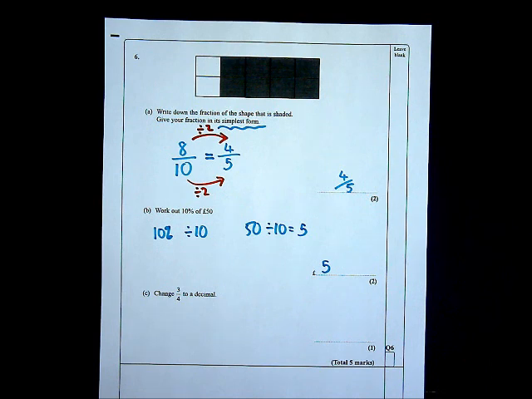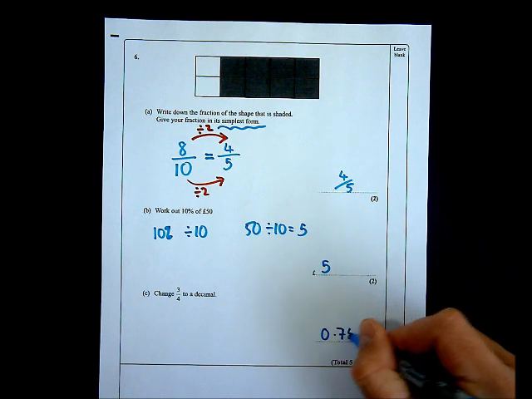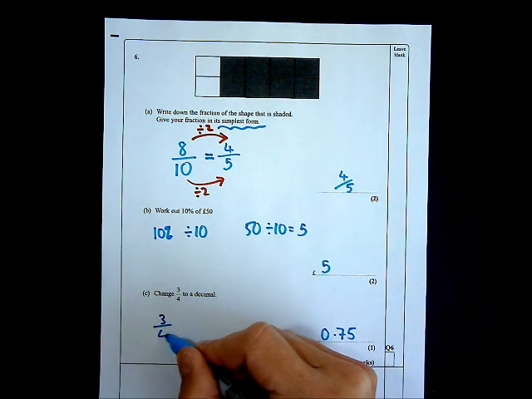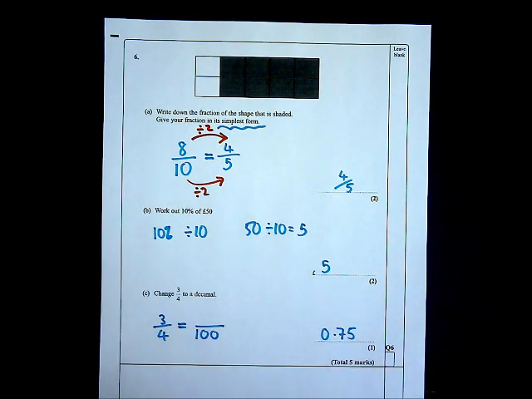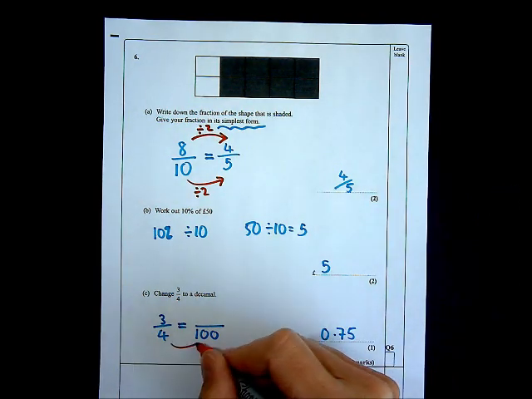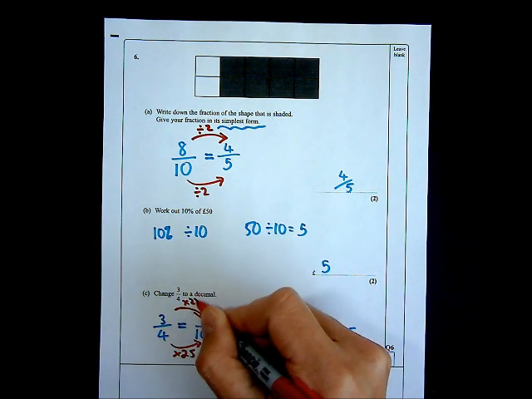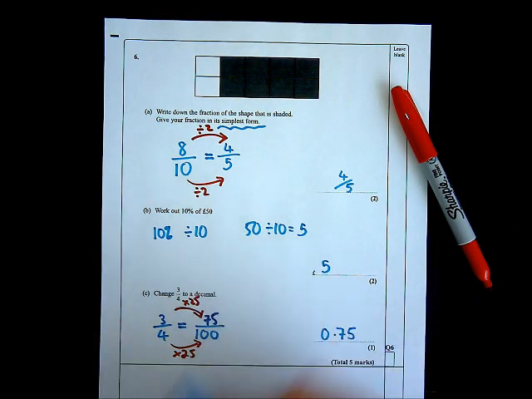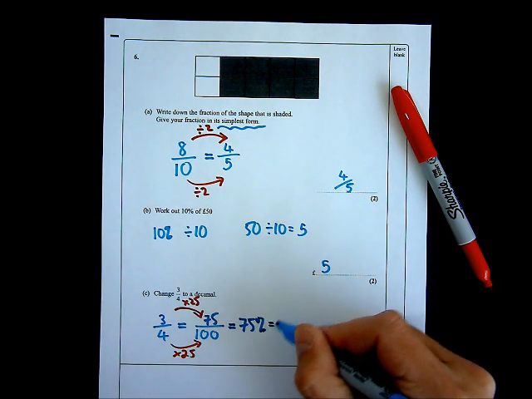Part C, I'm asked to change 3/4 to a decimal. Now, I know that 3/4 is 0.75, so I can just write the answer down. If you're not sure, I'm going to write 3/4, and I'm going to try and turn that into a fraction out of 100. Now, 4 will go into 100 25 times, so I can multiply the bottom by 25 and the top by 25 as well. And that would get me 3 lots of 25 is 75. So I know that that is 75%, which as a decimal would be 0.75.